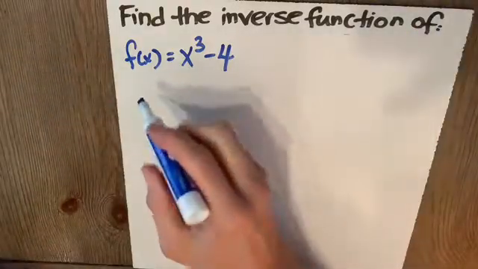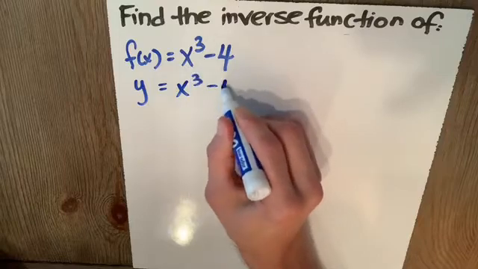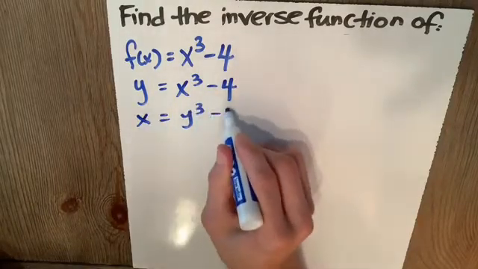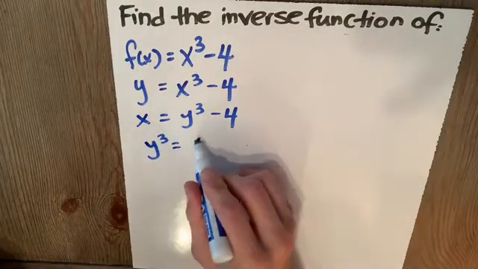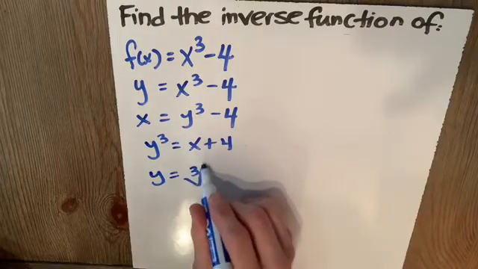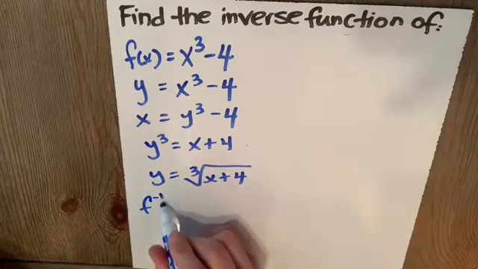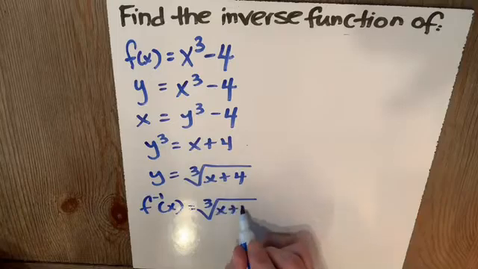So the inverse will be, remember the first step is f of x becomes y. And now I'll switch x and y. And now I'll solve for y. Add 4 to both sides and we get y cubed equals x plus 4. So y is equal to the cube root of x plus 4, if you know your algebra. Last step was f inverse. Y becomes f inverse of x plus 4.